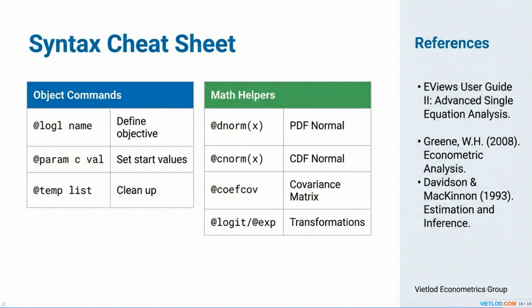Similarly, to constrain a parameter to be between 0 and 1, like a probability, we use the logit transformation, prob equals @logit(C1). For missing data, manual listwise deletion is required. An advanced tip: transforming parameters ensures stability but changes the interpretation of the coefficient. You may need the delta method to recover standard errors for the original parameter.